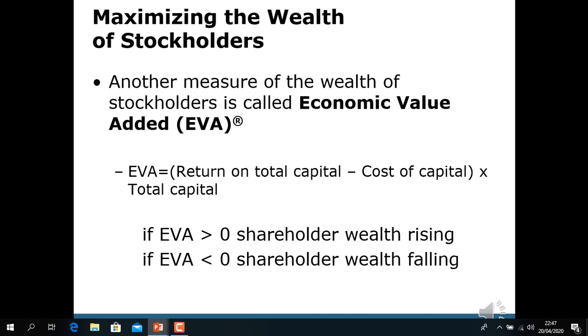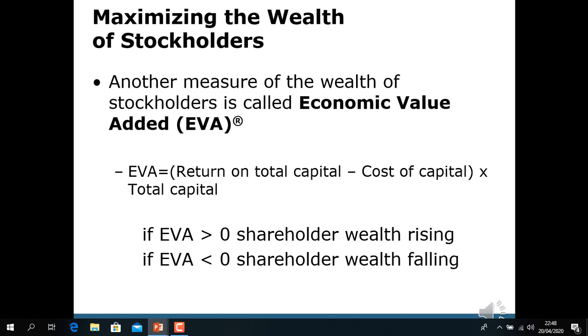Another measure of the wealth of stockholders is economic value added, as I explained a little bit in the previous slide. What is economic value added, or EVA? EVA is a measure of a company's financial performance based on the residual wealth calculated by deducting its cost of capital from its operating profit, adjusted for taxes on a cash basis. EVA can also be referred to as economic profit, as it attempts to capture the true economic profit of a company.